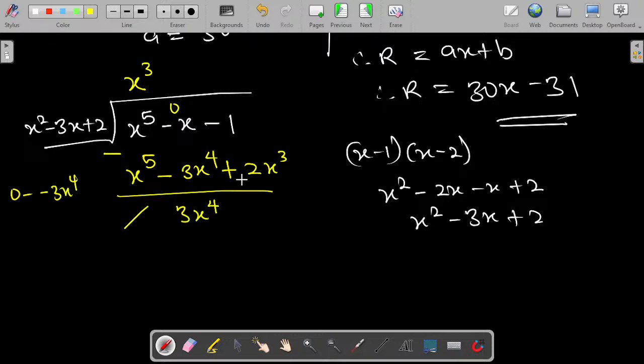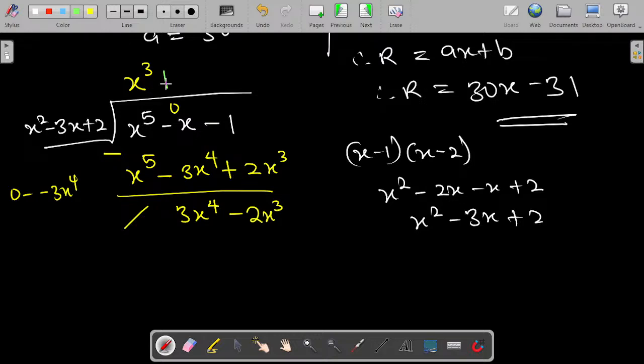That's not all. For this one, there is also no x raised to power 3 up here. So you also call it 0. So 0 minus 2x raised to power 3 will become minus 2x raised to power 3. I want to believe that you understood what I did here because you followed me in the previous class. Alright? So here now, you are going to divide again. So x raised to power 2 will divide this.